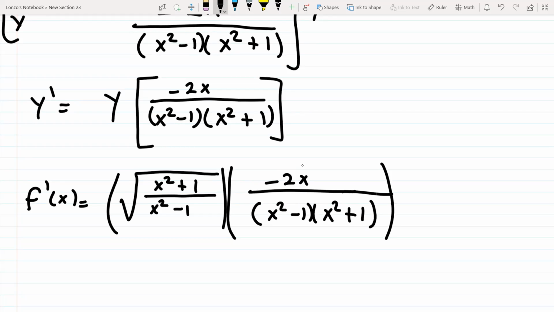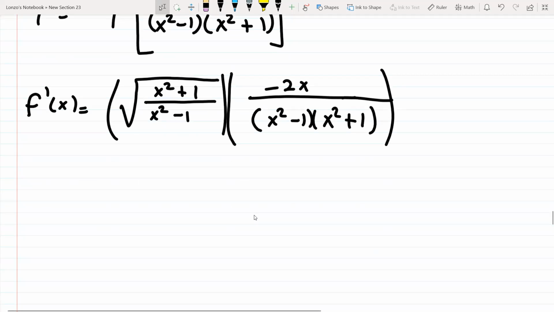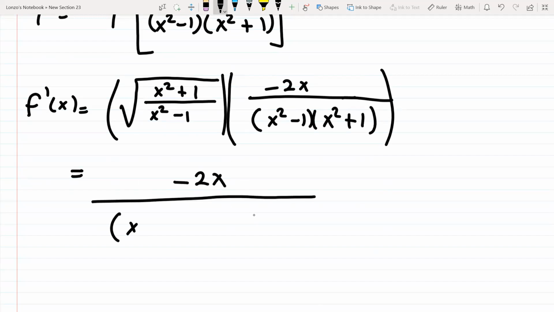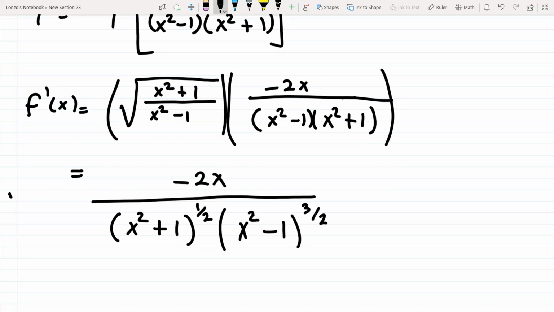So this is perfectly fine. This answer is perfectly fine. If you want to simplify, like using only powers, you can. It would be simplified as negative 2x. Okay, so this could also be your final answer. So this answer is fine, and this answer is fine.